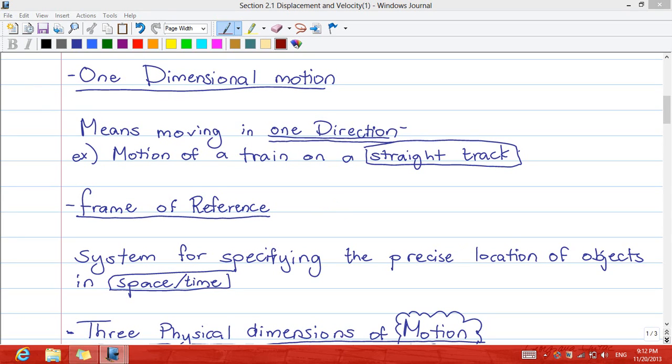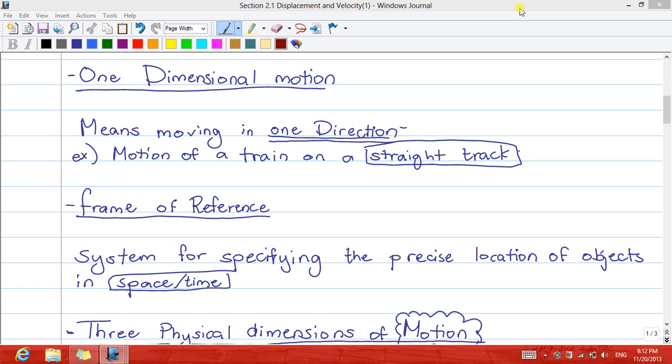Okay, so I'm going to talk about the second chapter, which is motion in one dimension, and the first lesson that talks about displacement and velocity. Now, the first point is about one dimensional motion. One dimensional motion means that you're moving in one direction, just like the motion of a train on a straight track.